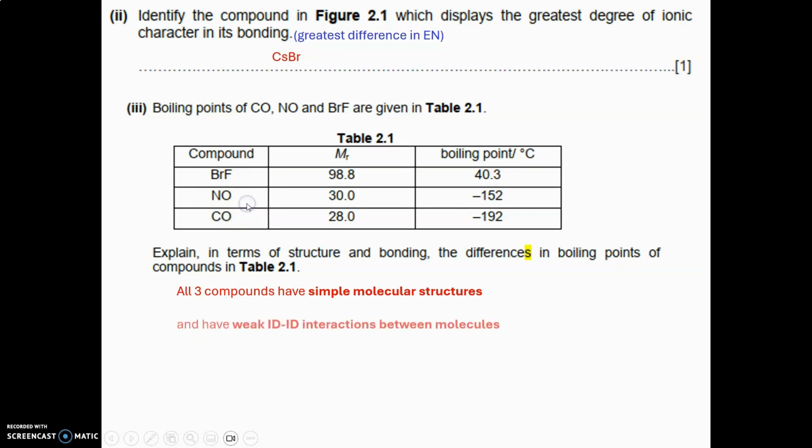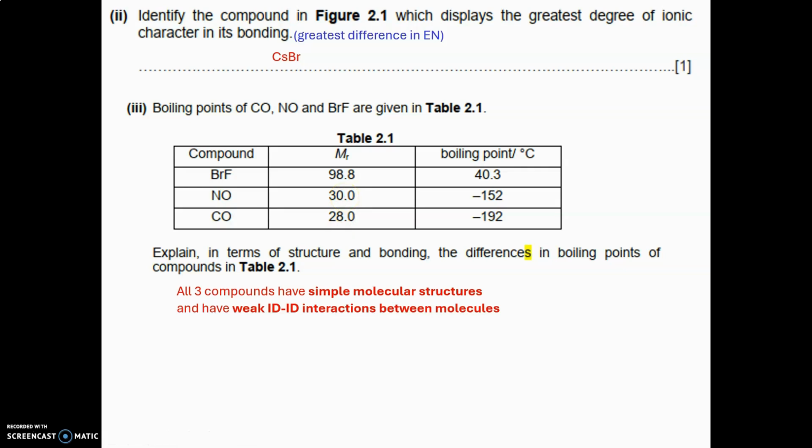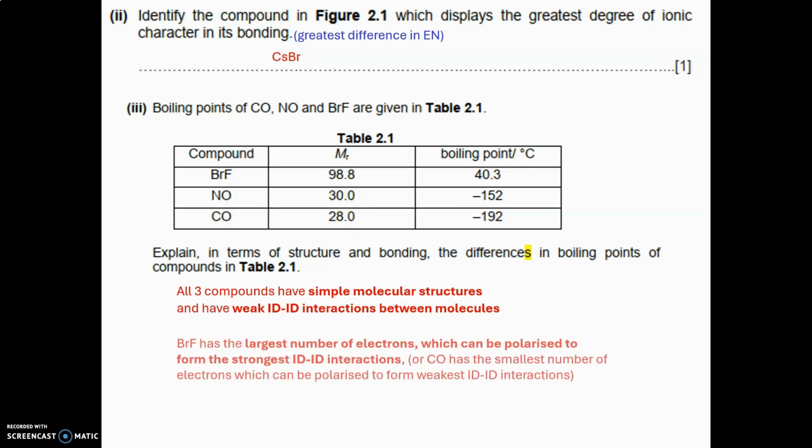And all of them have weak id-id interactions between molecules. You cannot use polarity or pd-pd interactions here, because if you use that, it will predict that CO has a higher boiling point than NO, but that is not the case. So the easiest way is to use the id-id interactions, and we know that id-id interaction strength is affected by the size of electron clouds.